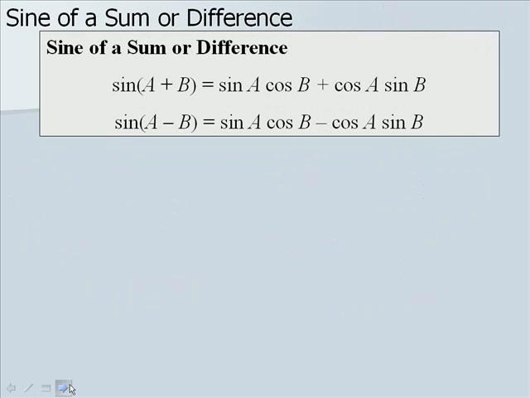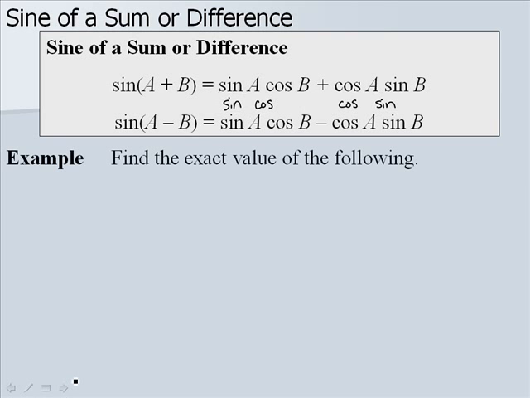Now let's look at sine. When we're dealing with sine, we see when we have the sine of a plus b, it's sine of a cosine of b plus cosine of a sine of b. So the sine stays the same as what it was. And when we're dealing with sine, then we have sine, cosine, cosine, sine. So that's one way to remember it. And just remember that the sign stays the same.